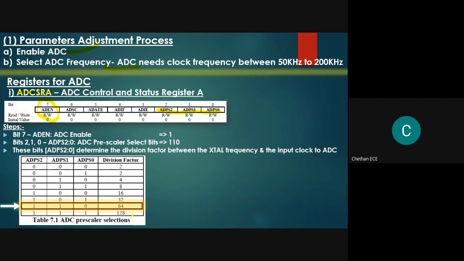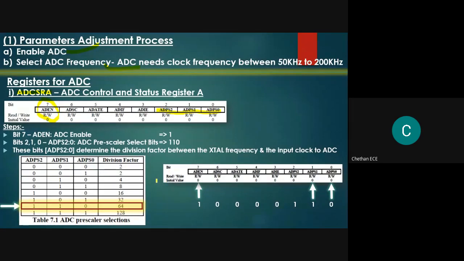We have checked and found that the conversion process is successful only for this optimal frequency range, with prescaling value 110 and a division factor of 64. Now, overall, I want to set this particular register.